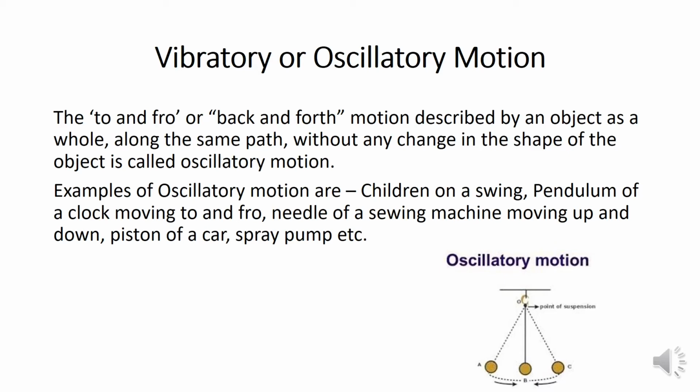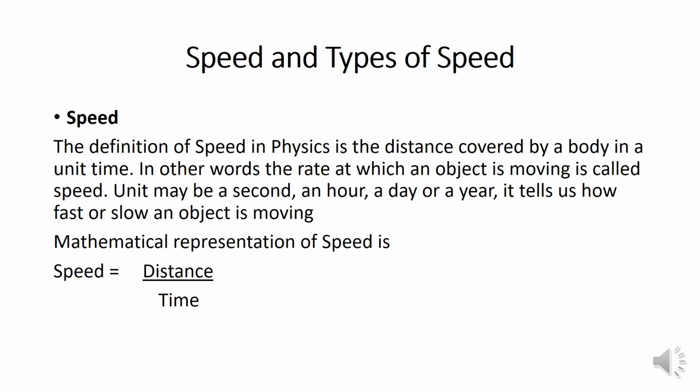Now, the next topic in this chapter is all about speed and the types of speed. Now, what is speed? The definition of speed in physics is the distance covered by a body in a unit time. Okay, this is a simple definition. Mathematically, we can say speed is equal to distance upon time.